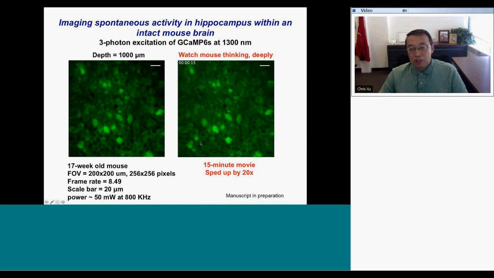And on the right-hand side, I show you the movie. It's a 15-minute movie recording sped up by a factor of 20. So you can watch the mouse thinking really quite deeply. Right? You can see the flashes of these neurons. Within this field of view, I think we counted something like 140 neurons, and roughly a third of them show very nice activities. And two-thirds are not very active. So you can see the activity movies on the right-hand side. And all this is done in an intact mouse brain, so the superficial layers are not perturbed.